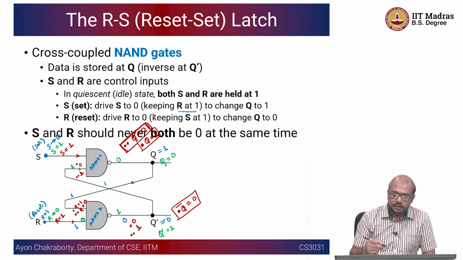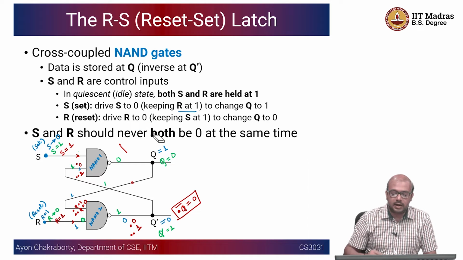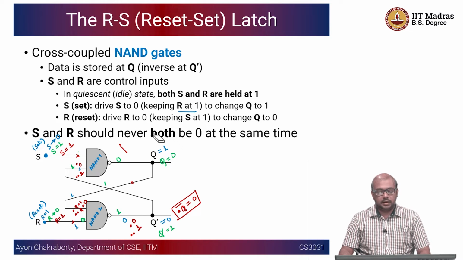There is one more thing that we are mentioning here, that R and S should never be 0 at the same time. Okay. Again, you can see what it means and so on. We are also going to give you a small demo about how this works if both S and R are 0 at the same time. So in none of the previous use cases did we see that particular input, right?